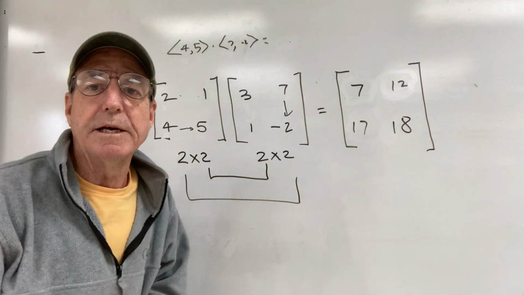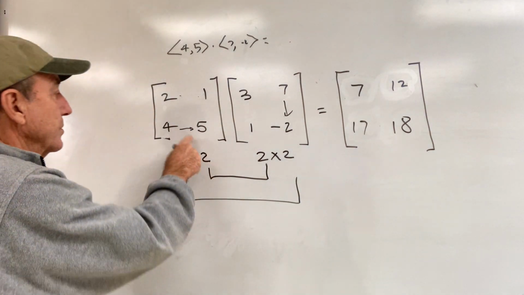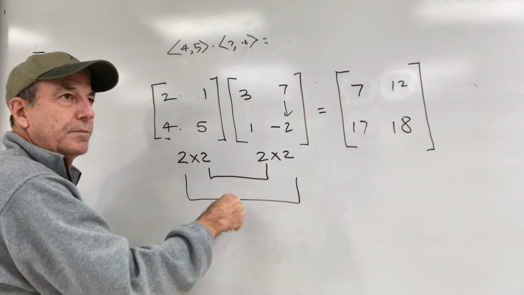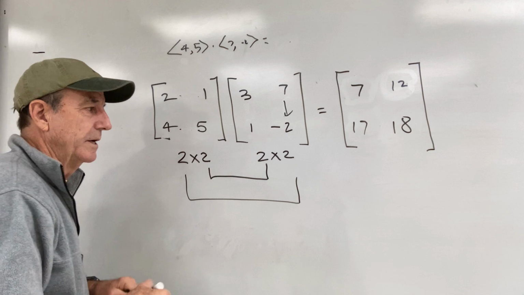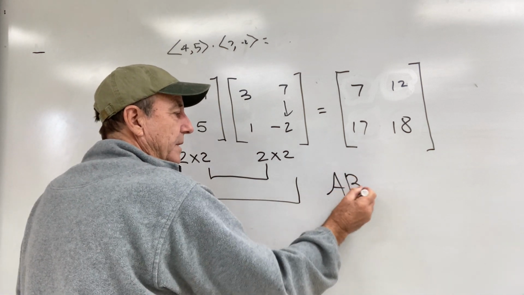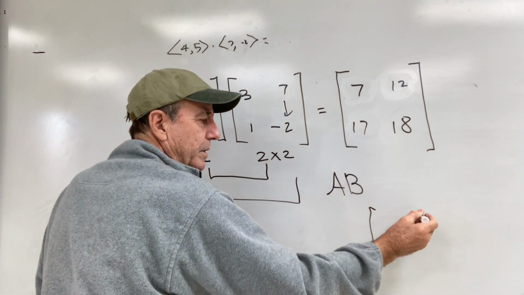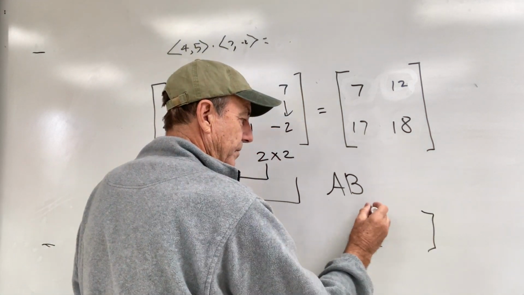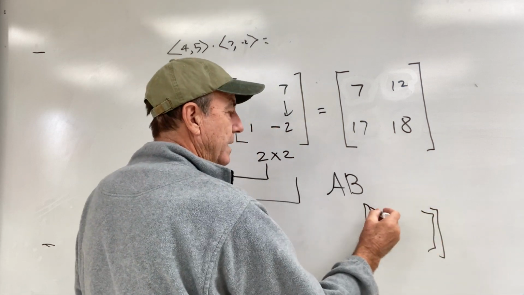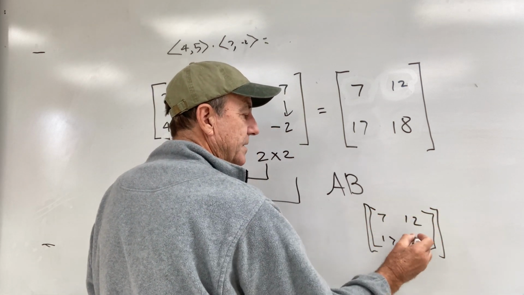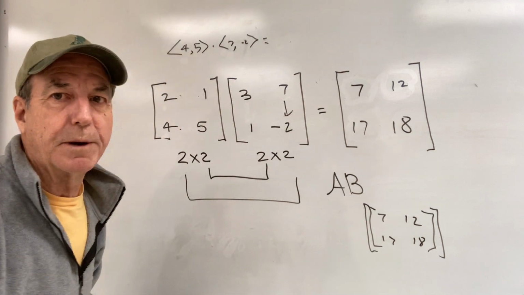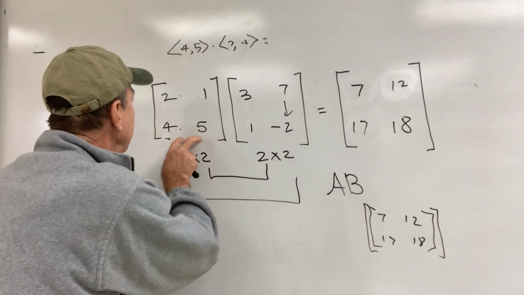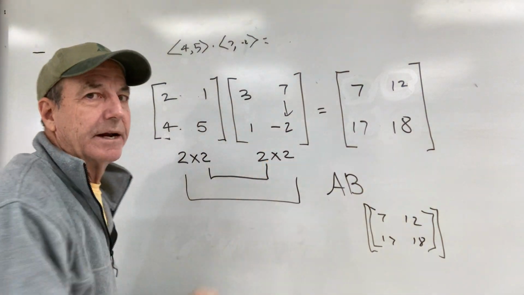You could check these on your calculator. Enter this as matrix A, enter this as matrix B, make sure they're both 2 by 2s, and then go to the home screen and do A, B, and you should get the matrix out. When it comes out in the calculator, it actually has a sort of double bracket there, sort of weird, but you'll see the 7, 12, 17, and 18. But we want you to be able to do this by hand. Okay? Next video, we'll be doing a 2 by 3 and a 3 by 1.